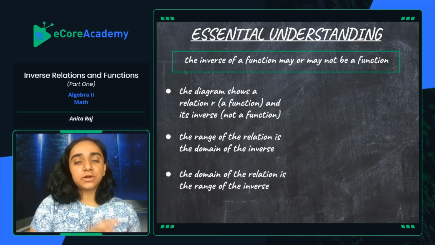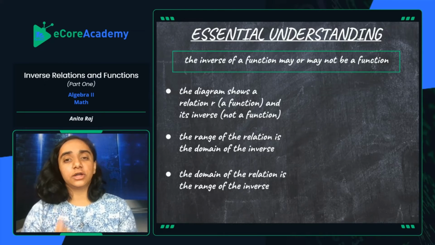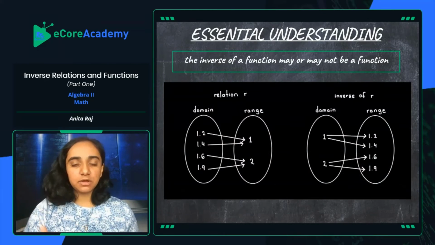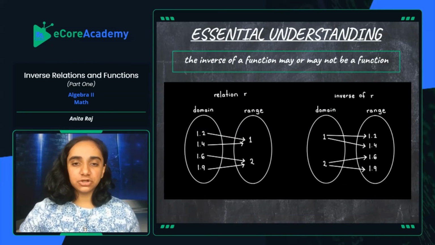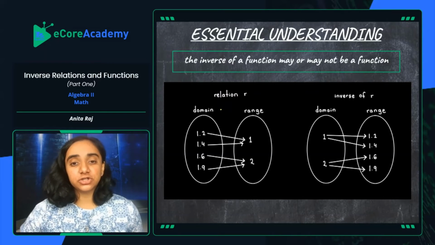On the flip side, whatever was our domain of function r is going to become the range of our inverse. And here's that example I was talking about. Here we have relation r, and relation r is a function, because if you look at the domain, we have 1.2, 1.4, 1.6, and 1.9. In our range, we only have 2 values, 1 and 2.